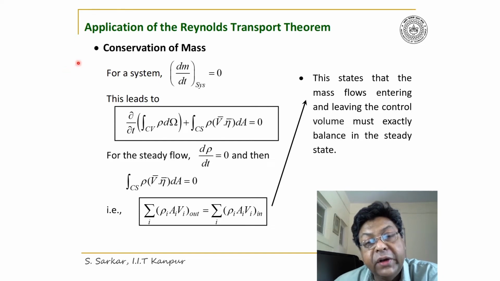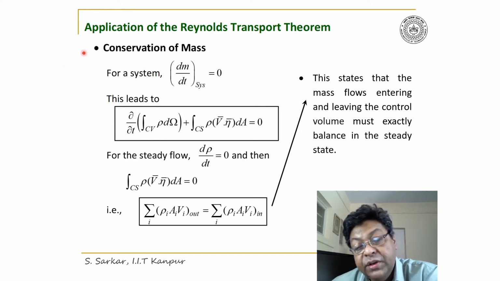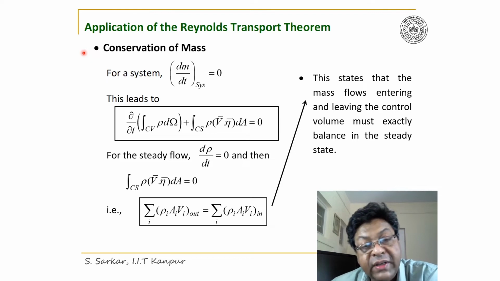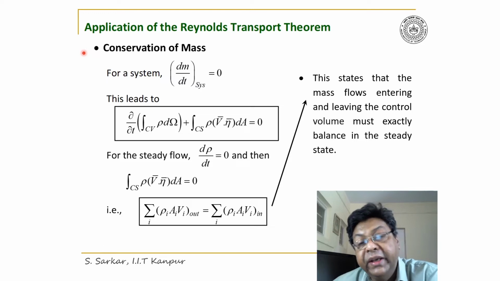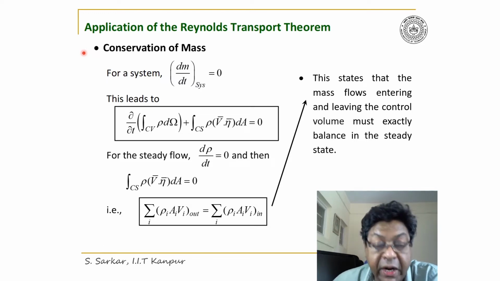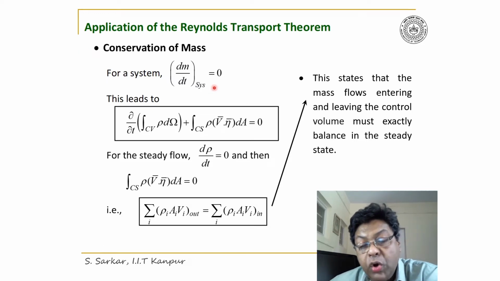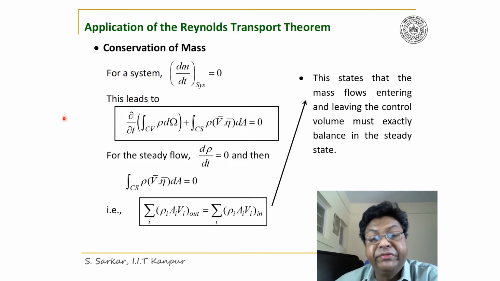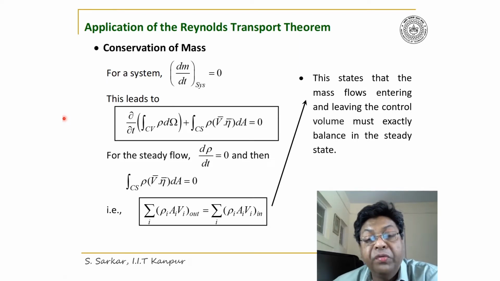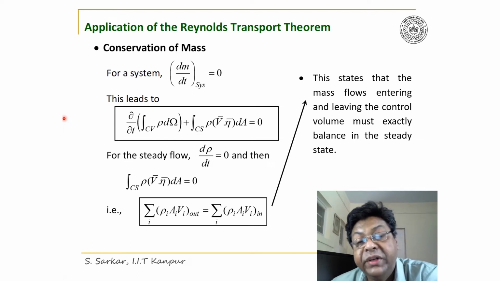I have discussed here the application of Reynolds transport theorem. Let's consider the conservation of mass. For the conservation of mass, I can write for a system dm/dt is equal to 0. That means mass can neither be created nor destroyed. This leads to del/del t of volume integral rho d omega plus surface integral rho v dot eta dA is equal to 0.